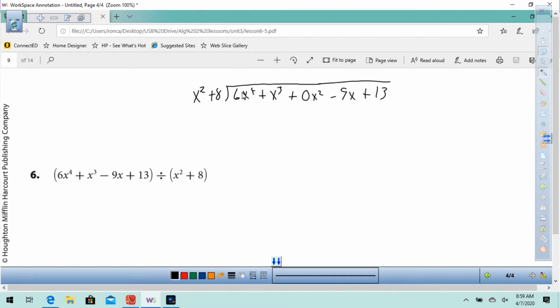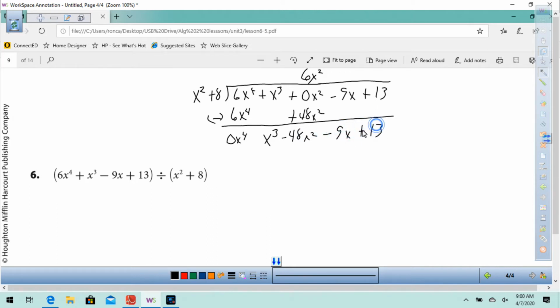So let's start it off. We need to make this x squared into a 6x to the 4th, so we're going to multiply it by 6x squared. 6x squared times x squared is 6x to the 4th. And then 6x squared times 8 is plus 48x squared. Now this one gives you 0x to the 4th, which is what we wanted. That's going to give you x cubed. That's going to be minus 48x squared minus 9x plus 13.